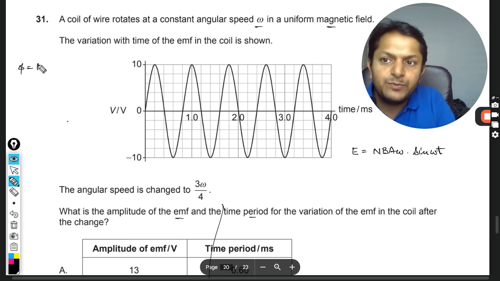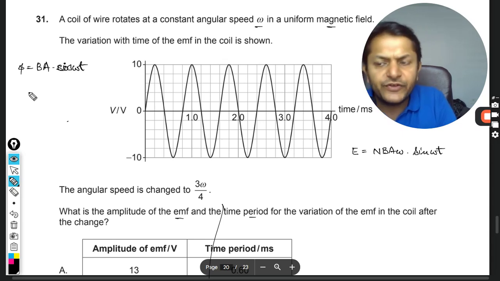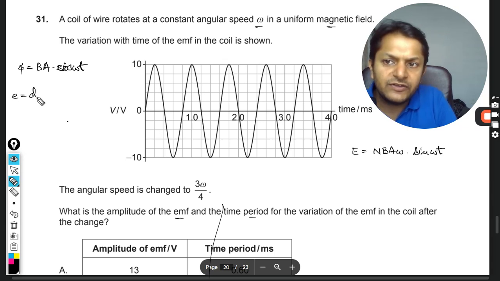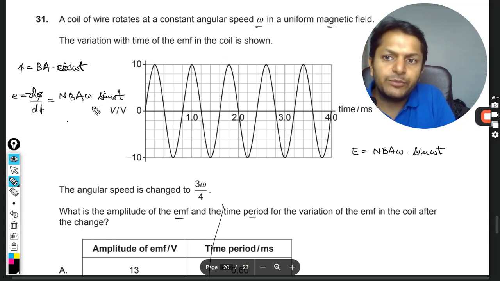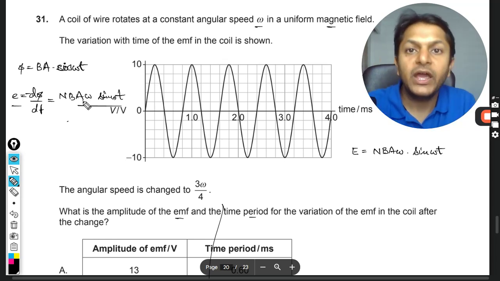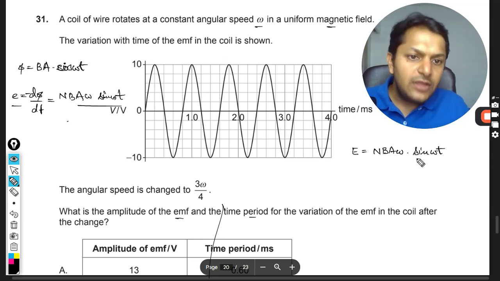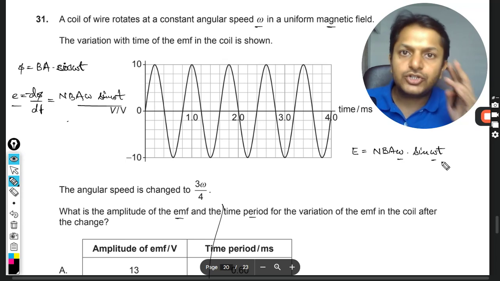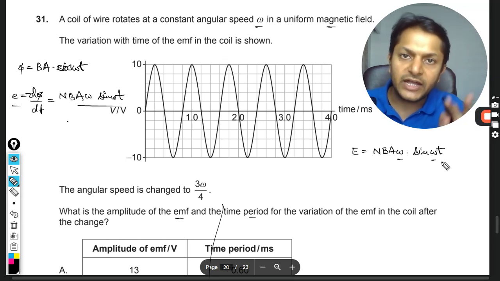So the flux is B into A cos omega t, and then you differentiate it. So EMF is equal to negative d phi by dt. This comes out to be NBA omega sine omega t. And from there, we are getting this formula, in short. So omega is coming twice in this equation, at two different locations.